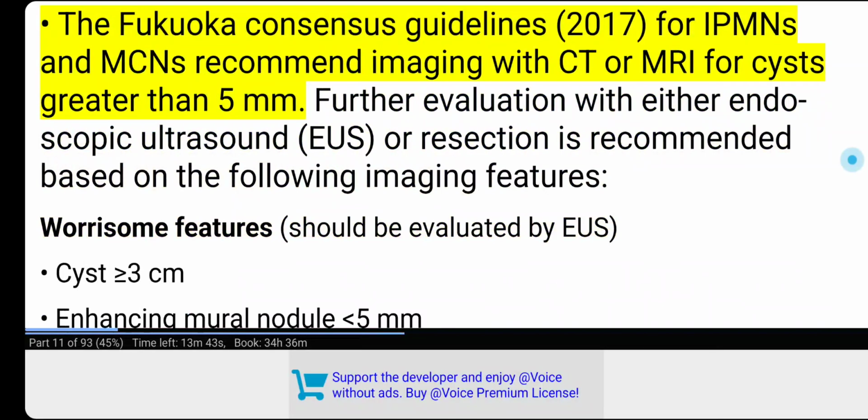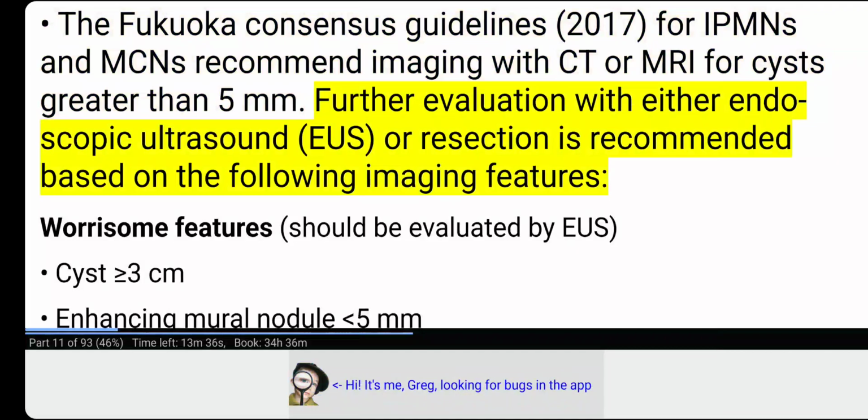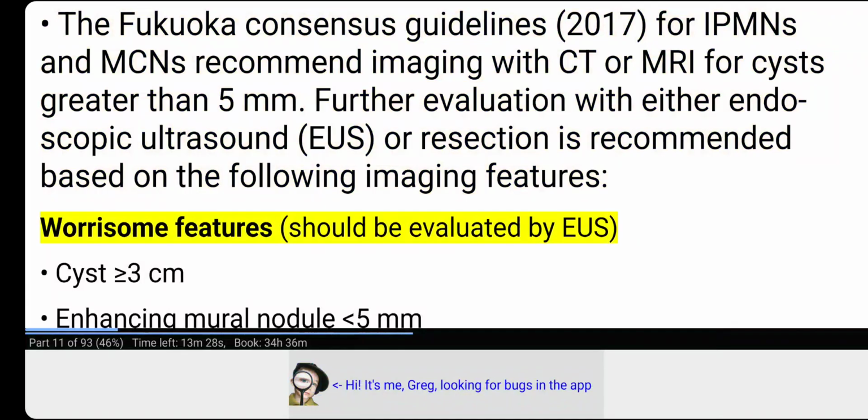The Fukuoka Consensus Guidelines 2017 for IPMNs and MCNs recommend imaging with CT or MRI for cysts greater than 5 mm. Further evaluation with either endoscopic ultrasound, EUS, or resection is recommended based on the following imaging features. Worrisome features should be evaluated by EUS.